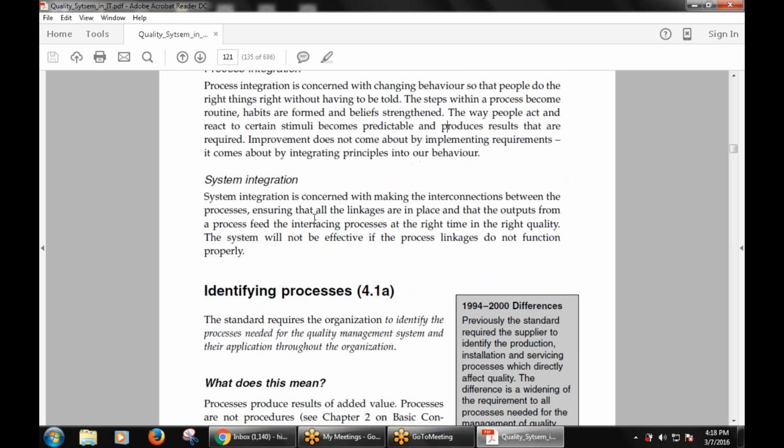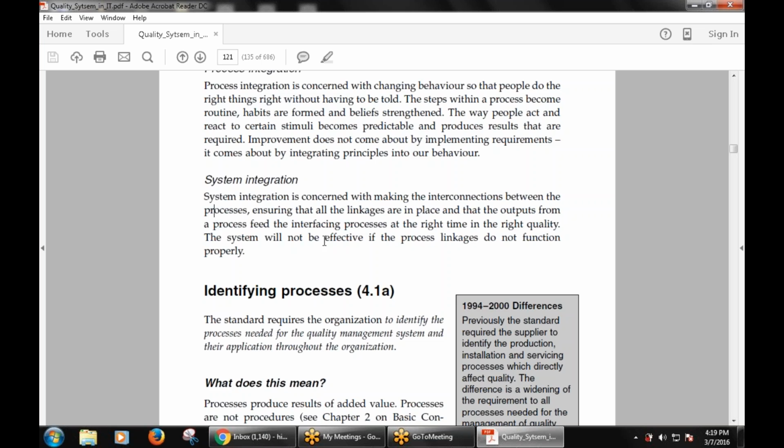Then there is system integration that is concerned with making the interconnections between the processes. That means system integration means combining various subsystems, ensuring that all the linkages are in place, and the output from a process feeds the interfacing processes. So whatever the process, whatever the criteria is used for the inter-system integration.